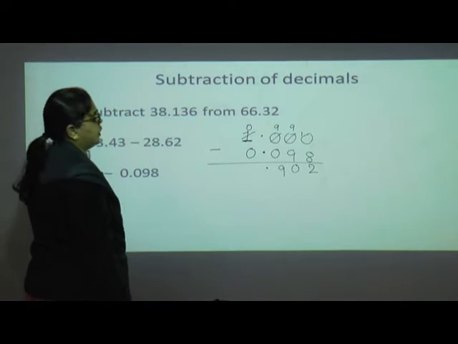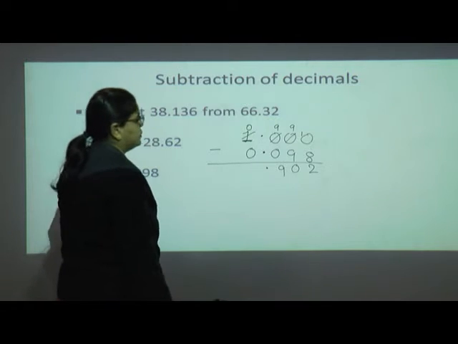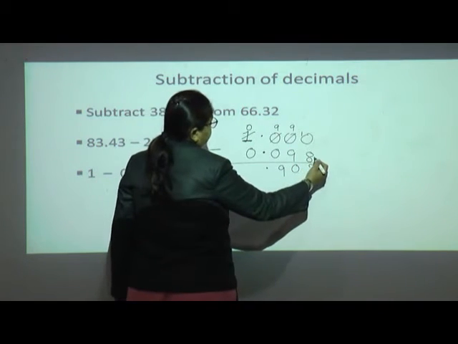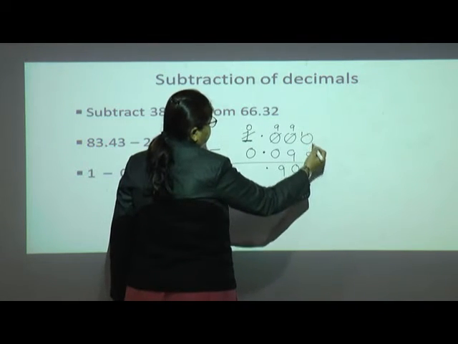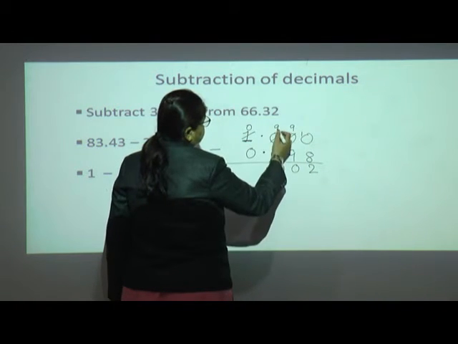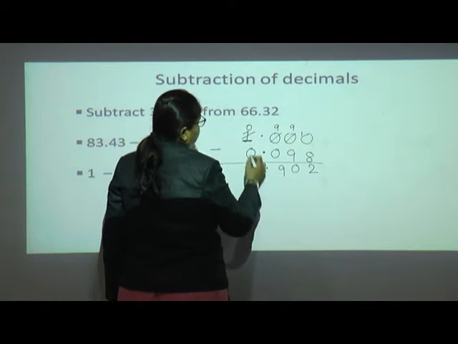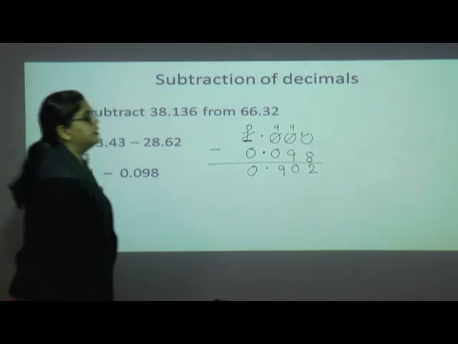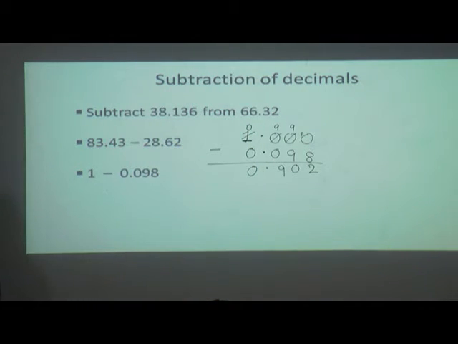If you want to check the answer, I will tell you a trick for that too. If you check the answer, 8 plus 2 is 10, yes. 9 plus 0 is 9, yes. Here 0 plus 9 is 9, yes. Here we don't have anything, 0 plus 0 is 0. In this way also you can check the answer.